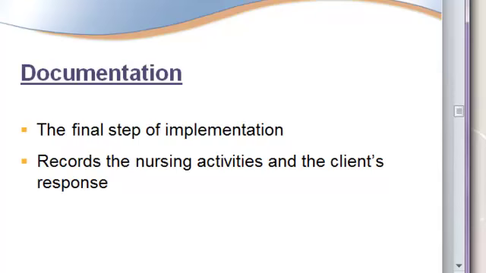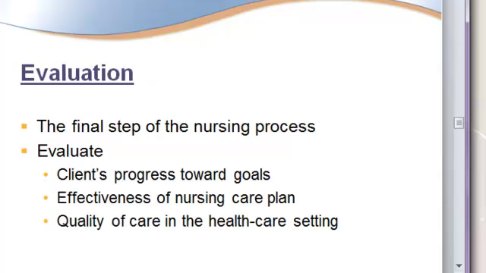Documentation is the final step of implementing those actions. You record the nursing activities and then the client's response to those activities. And that's done especially with our patient: if you have given your patient a pain medication, then within 30 to 45 minutes you should be reevaluating the patient.